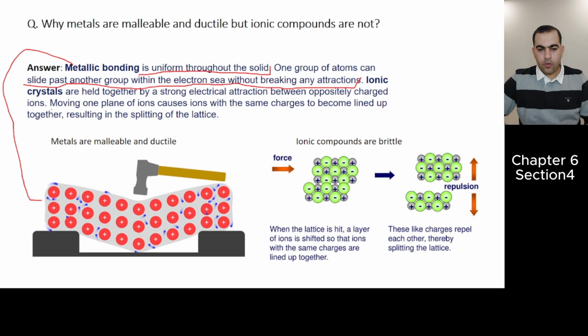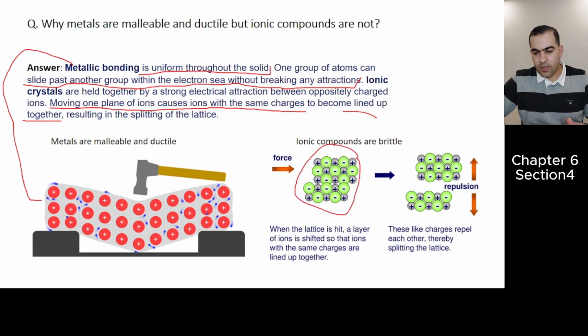Guys, moving one plane of ions causes ions with the same charge to become lined up together, resulting in the splitting of the lattice. Imagine a piece of ionic compound. You have forced a plane. What happens? The like charges become lined up together. So negative next to negative. Normally it's not like that. You have negative, positive, positive, negative, so they are not lined up. But when you force a plane, the like charges line up together.